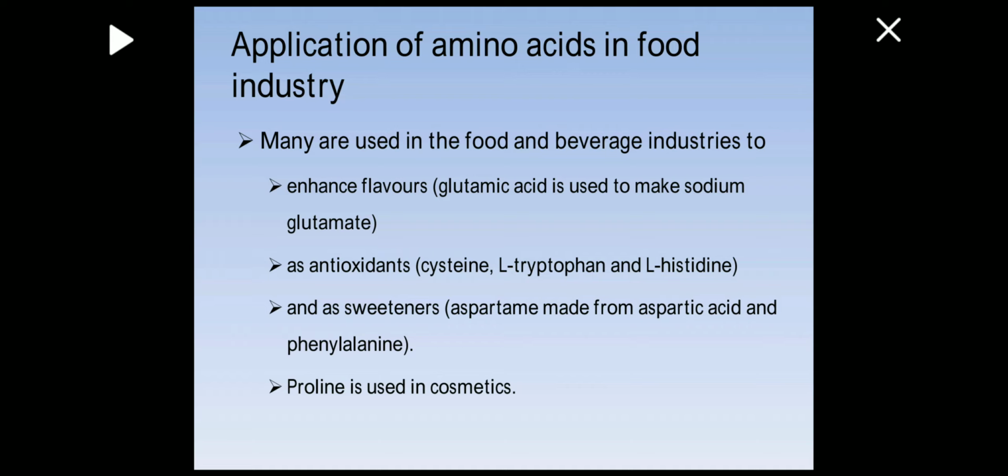And some of the amino acids are used as antioxidants like cysteine, L-tryptophan, and L-histidine. And antioxidants are very good for the health of human beings. As sweeteners, for example, aspartame is made from aspartic acid and phenylalanine, and proline is used in cosmetics. So there are different applications of amino acids which are produced by the process of microbial fermentation in the food industry.